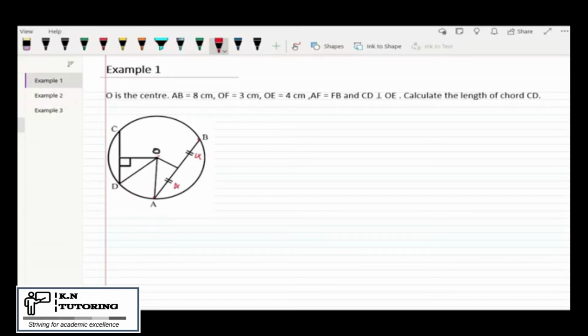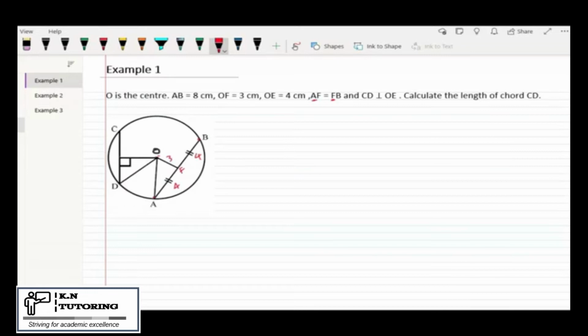Now I seem to be having a problem. Where is F? But this guides me to say where F is. It says AF is equal to FB, so my F must be here. So O to F is what? It's 3 centimeters. I'll put my 3 there.